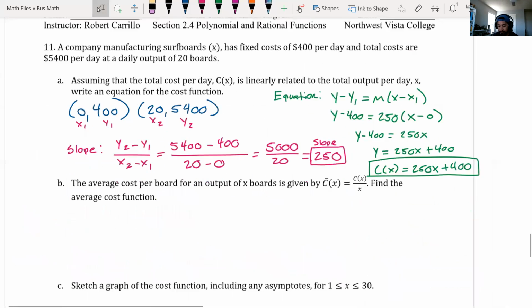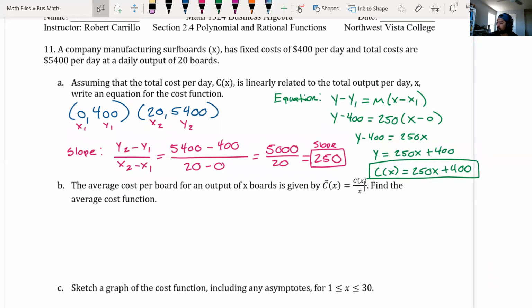Any questions on that one? So remember, given 2 points, you can find the slope. If you have a slope and a point, you can find the equation of a line. That's all we did here. We did this back in section 1.2, I think. So long ago. Okay. Now, moving on to B.